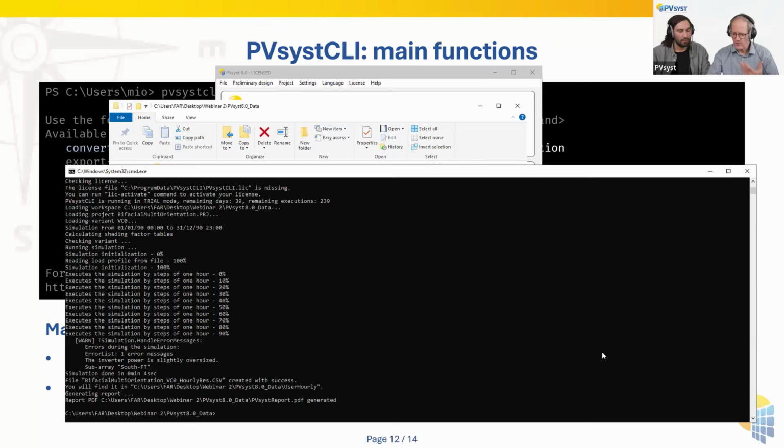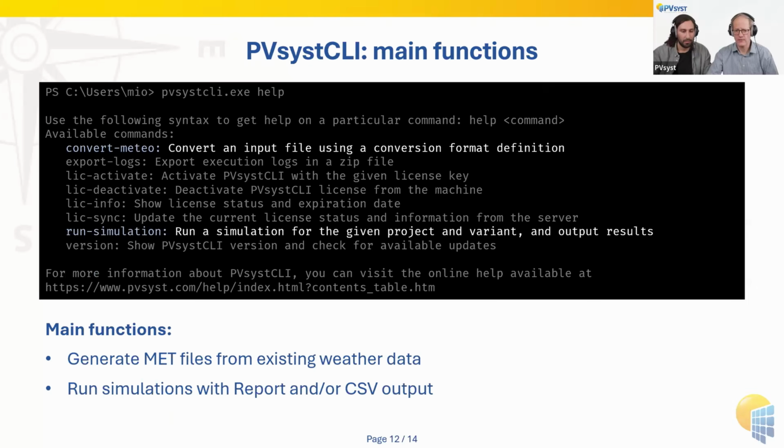Okay, so this is the basic feature. You see that you have some output here. You can control the verbosity of this output with different option parameters as well. And you can even redirect this output into a log file. If you have a fully automated workflow, you don't want to see these things scrolling down some terminal. You want to have this output in a log file that you can look up later on. So this is the first or the most basic thing that you can do with PVsystCLI.